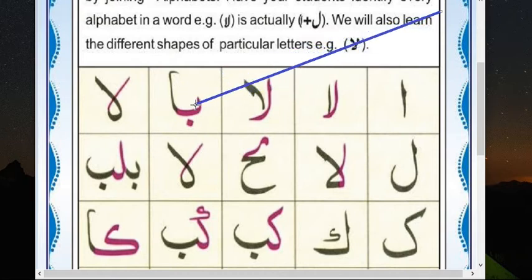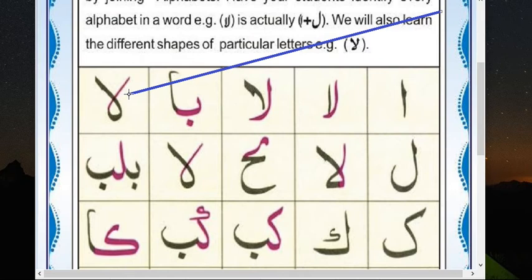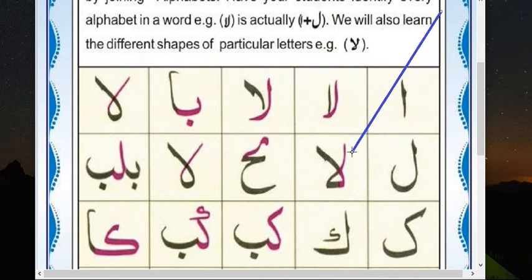Ba, Alif. Ba has one dot downside. Ba, Alif. Lam, Alif. Lam, Lam, Alif. The black one is Lam. The other one is Alif.